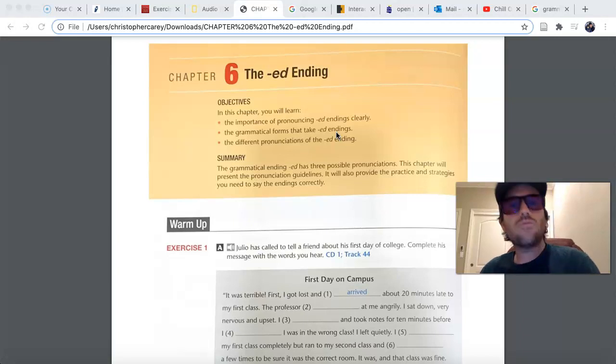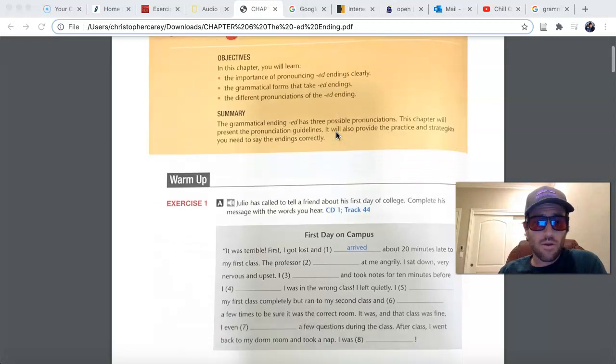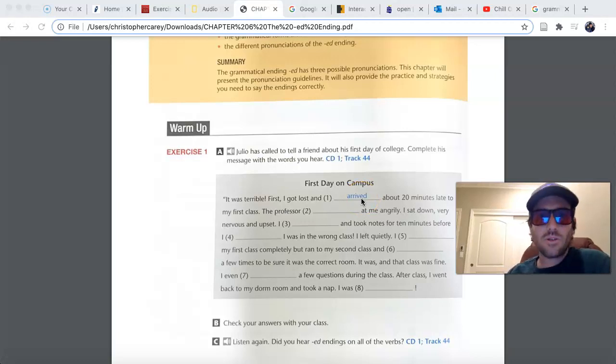Can you think of the ED endings, the grammatical forms of the ED ending in English? Well, we saw a lot of them here in the warm-up. Arrived. I got lost and arrived about 20 minutes late. That's an example of what we talked about at the beginning of the chapter, simple past tense in English.